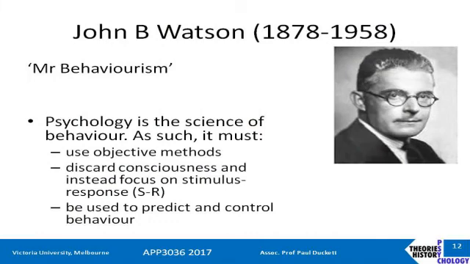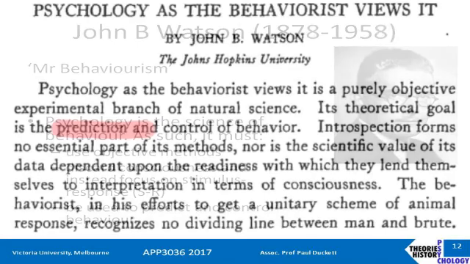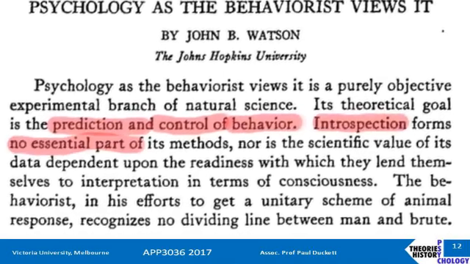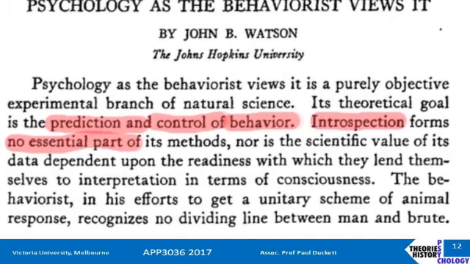Now let's look at John B. Watson. He's one of our key figures here, and we're going to spend a bit more time talking about him because he is considered to be Mr. Behaviorism. Watson's success was based on the behaviorist view of psychology as a purely objective and experimental branch of the natural sciences. And for Watson, the goal of behaviorism was the prediction and control of behavior, which was the very thing that psychologists felt psychoanalysis could not deliver.